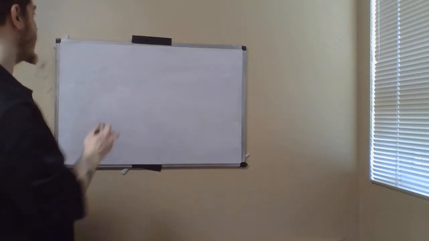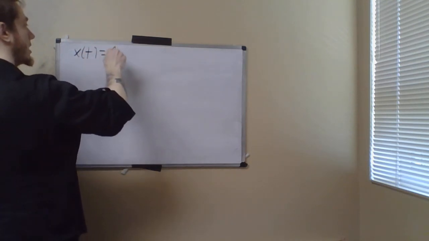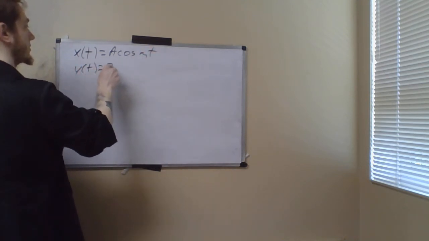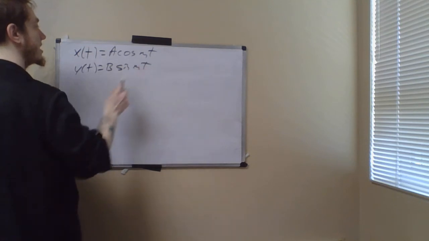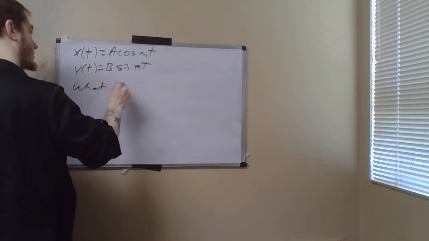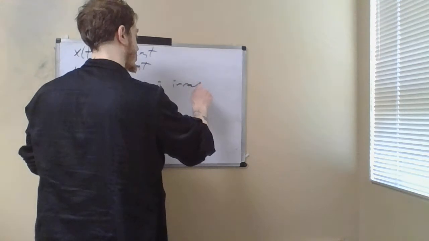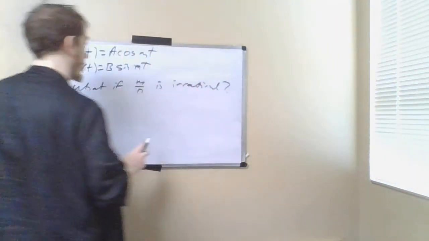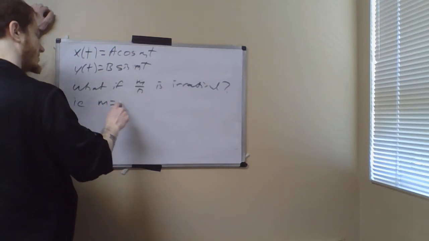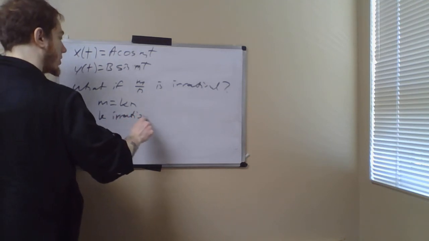What ends up happening in that x of t is equal to a cosine mt, y of t equals b sine nt. What happens if m over n is irrational? So what if, in other words, m is equal to k times n, where k is an irrational number?